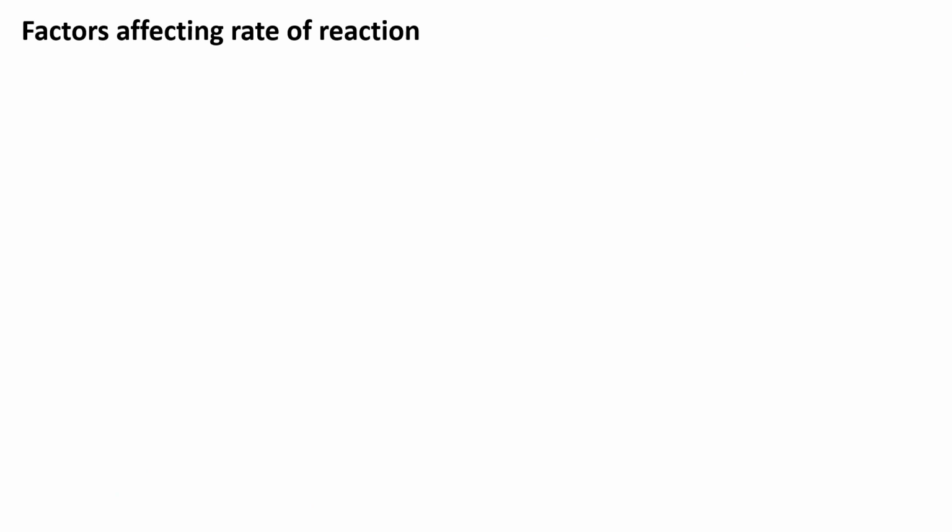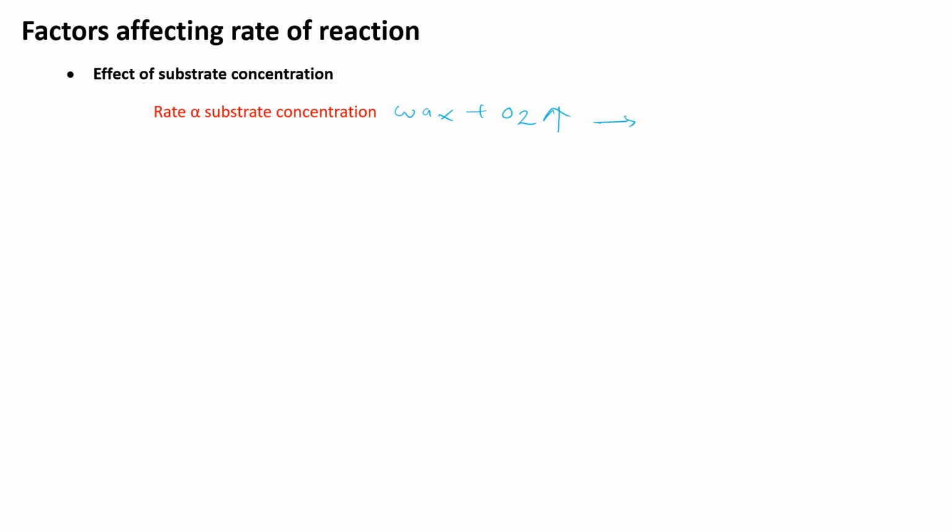Now, what are the factors that affect the rate of a reaction? First is the effect of substrate concentration. Rate is always directly proportional to the substrate concentration. As the substrate concentration increases, the rate of a reaction also increases. For example, when we burn a candle, there are two substrates: one, the wax of the candle, and another, oxygen. So if we increase the amount of oxygen, the candle will burn faster. What is the effect of substrate concentration? As the substrate concentration increases, the rate of reaction will also increase.